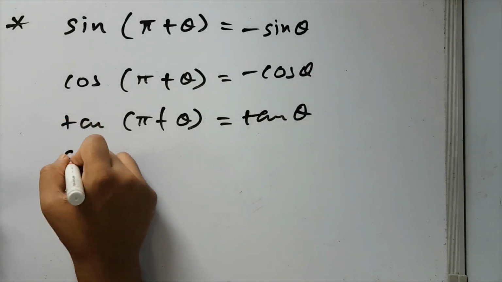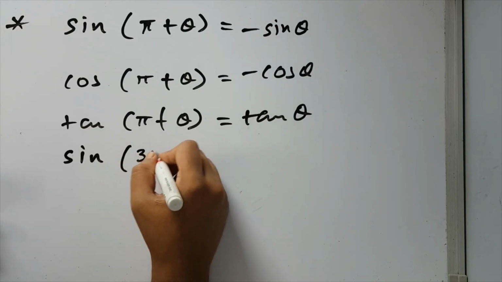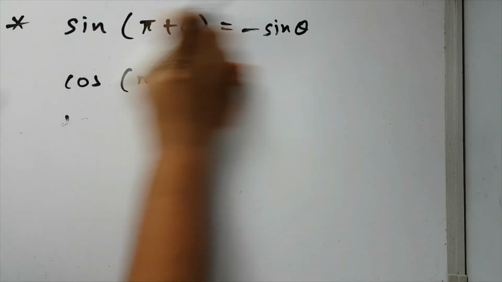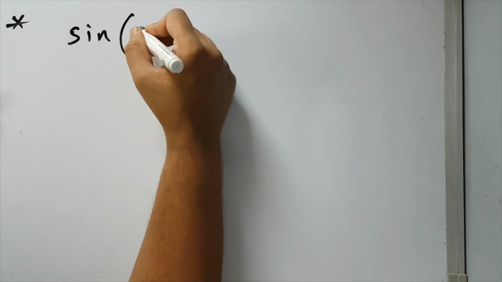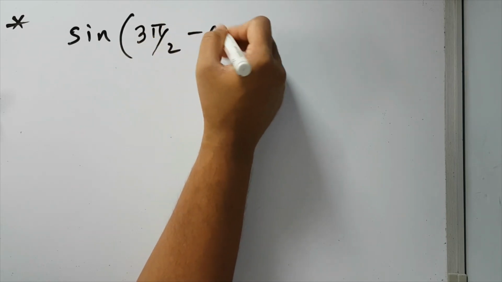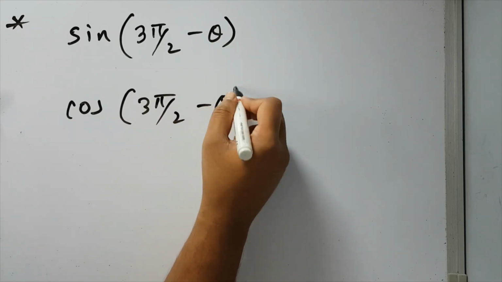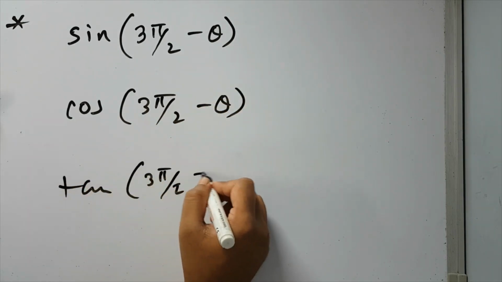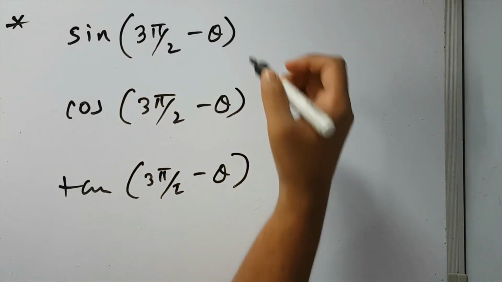Now what else? Sine of 3 pi by 2 minus theta. I'll just write it again. Sine of 3 pi by 2 minus theta, cos of 3 pi by 2 minus theta, tan of 3 pi by 2 minus theta. What is 3 pi by 2? It is 270 degrees.